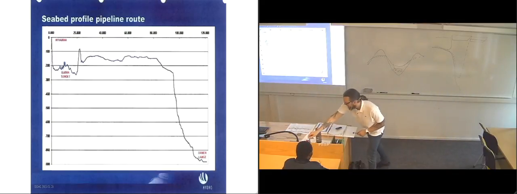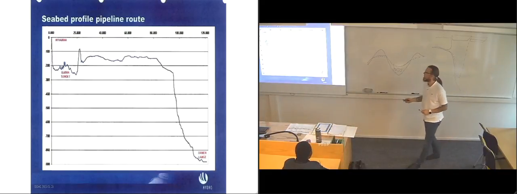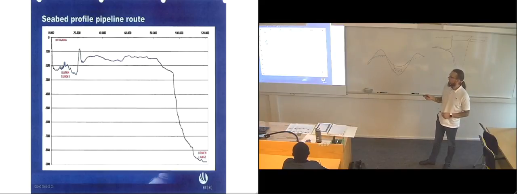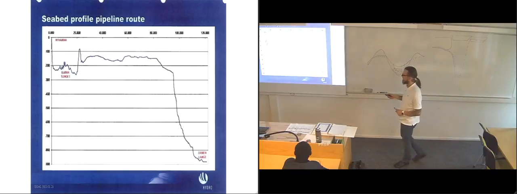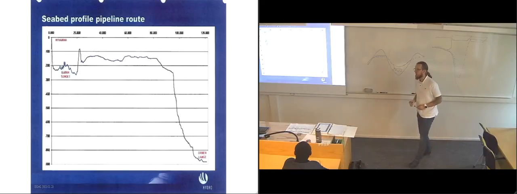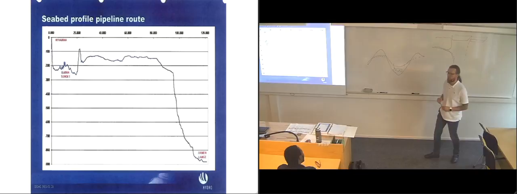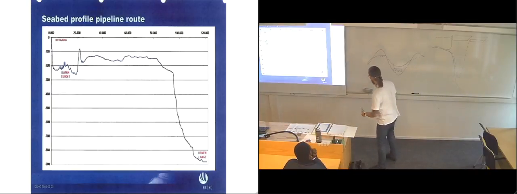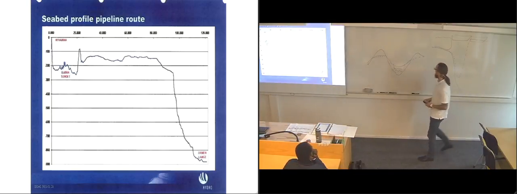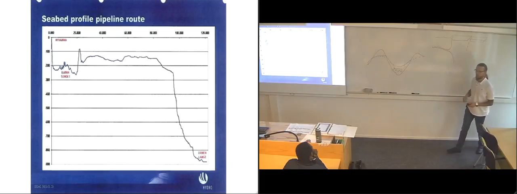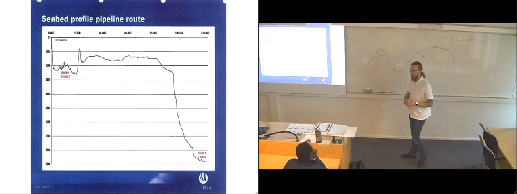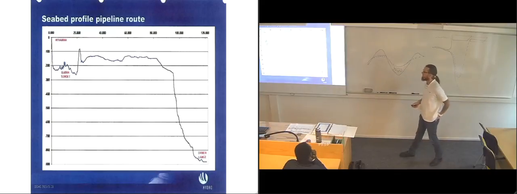I can't quite remember if they went from both directions on this one and met in the middle, or if they just started out here and went all the way in. I'm not quite sure, so I'm not going to say for sure what they did. But it is something you have to think about when you're putting down your pipeline: you don't want too heavy bends on the pipeline while you're laying it.